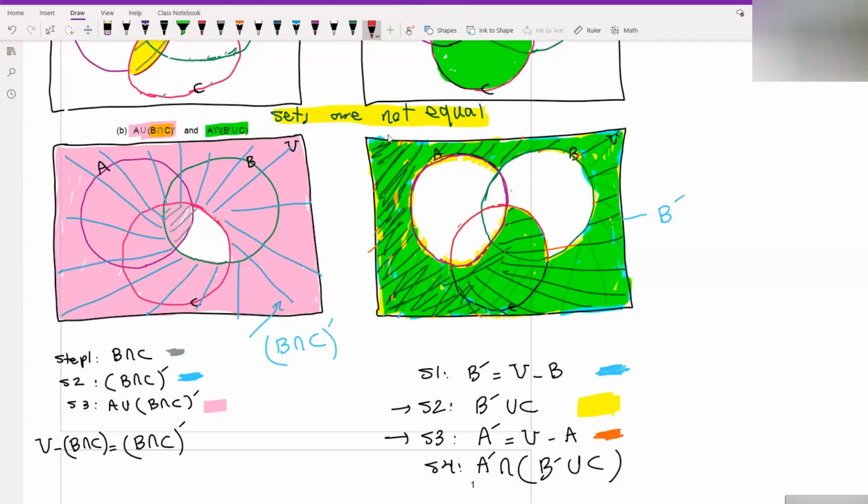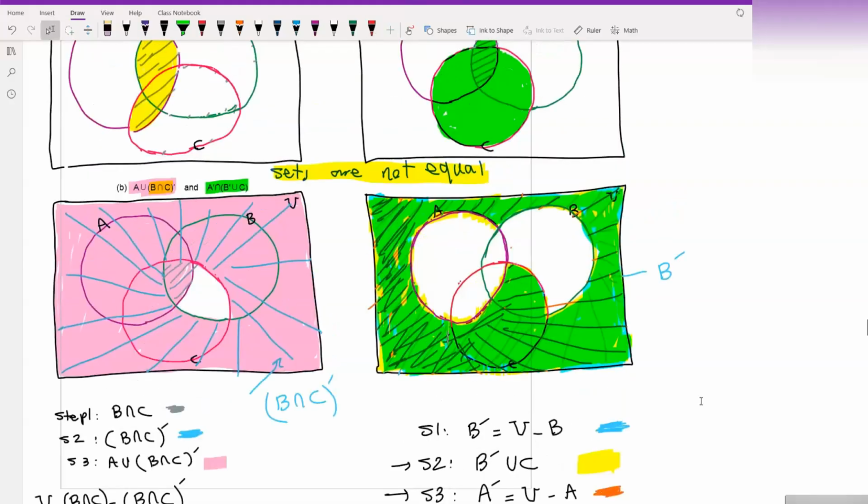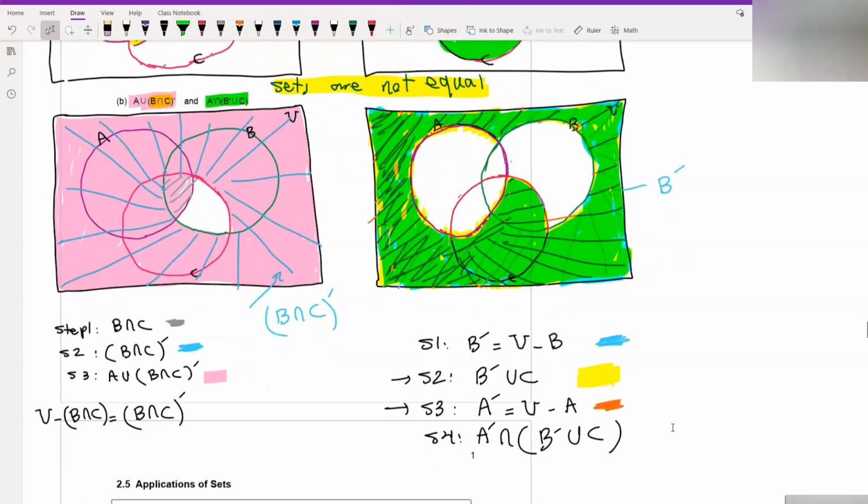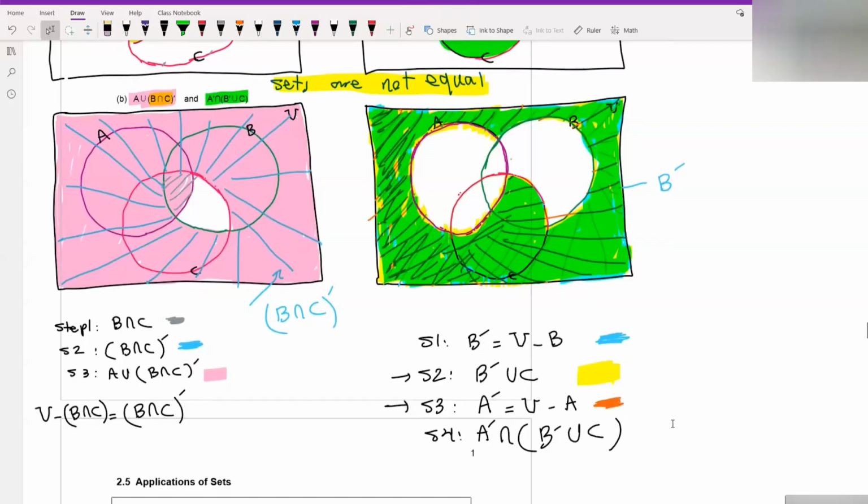Okay, so this is the answer. Now compare, are these two sets, these two Venn diagrams, exactly the same? These are not. So you should have exactly the same Venn diagram to say that these two are equal, but here again they are not equal.